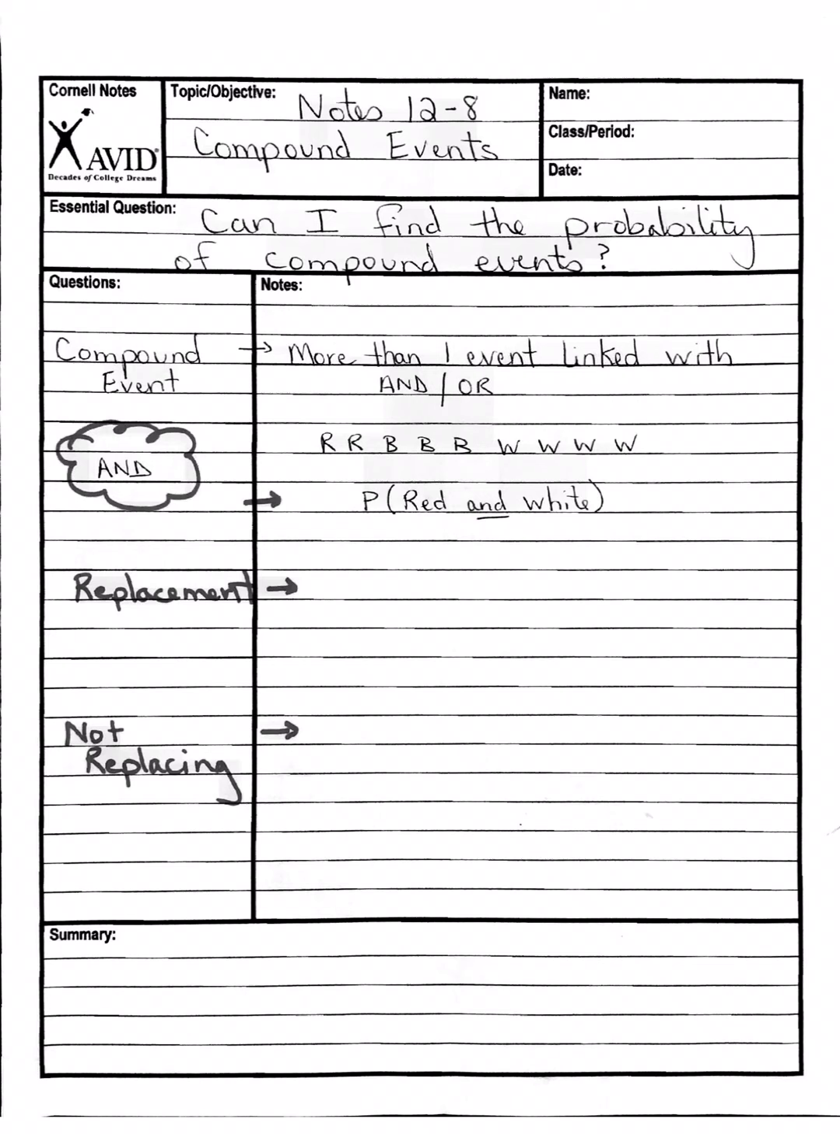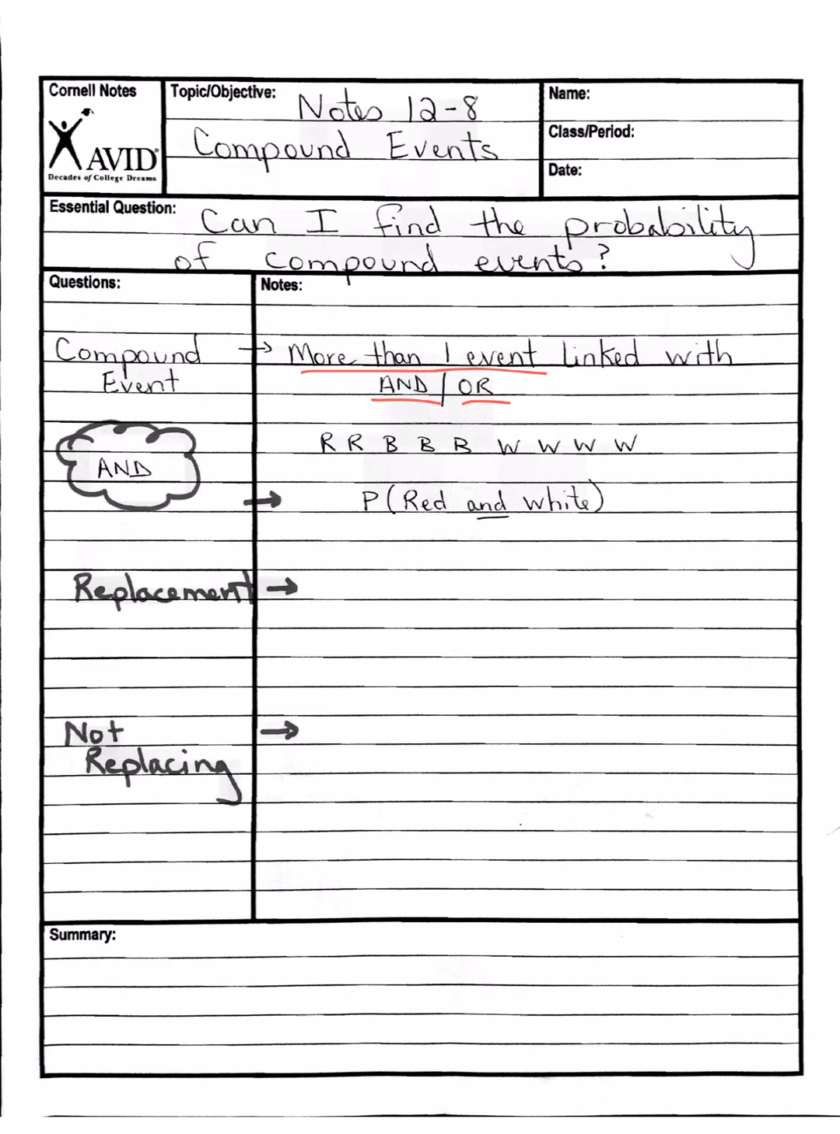So we're going to go ahead and look at some compound events here. This is notes 12.8. Can I find the probability of a compound event? So first of all, when we think of compound, I hope you think of more than one event. We're going to be looking at the probability of more than one, and we are going to separate these events by either using the word and or the word or.